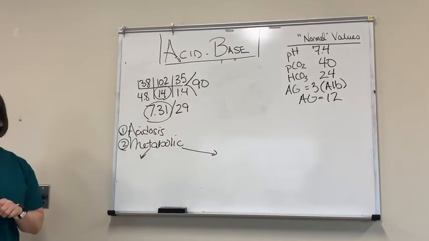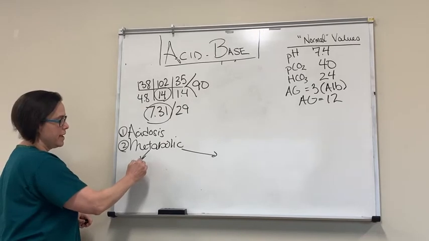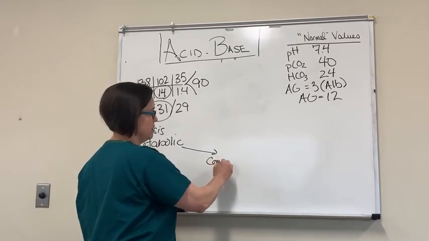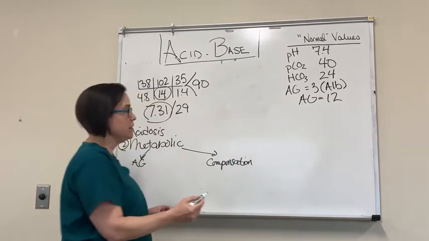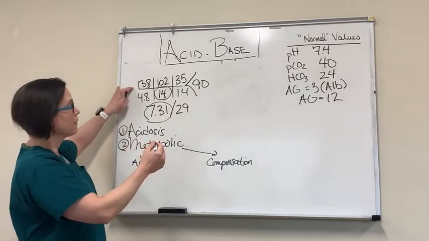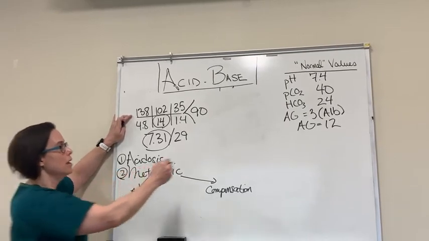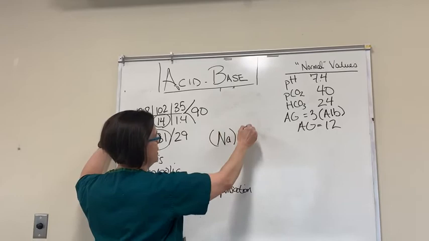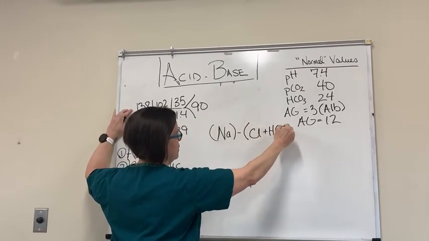Okay, so two things I want you to do whenever this happens. One is we're going to figure out our anion gap, and the other one is that we're going to figure out our compensation. Okay, so how do we calculate anion gap? 3 times the albumin. Or, okay, so that's what a normal anion gap is. How do I figure? Sodium minus chloride minus bicarb. All right, so sodium minus, and I sort of think of it this way, chloride plus bicarb.